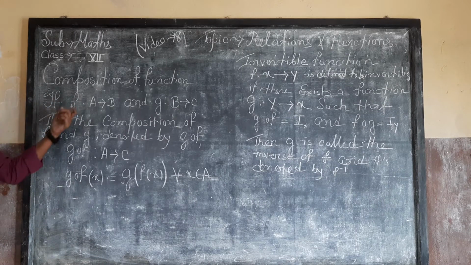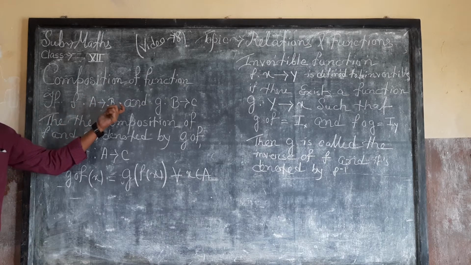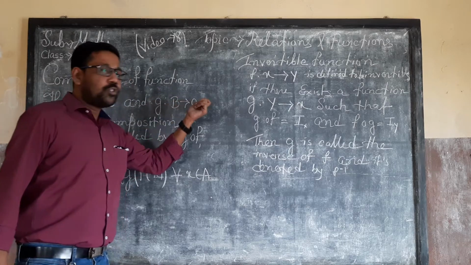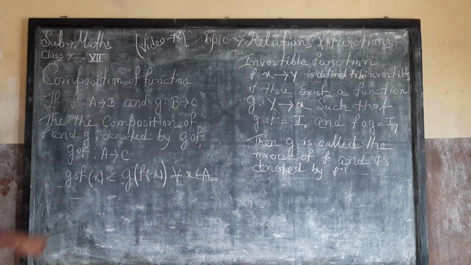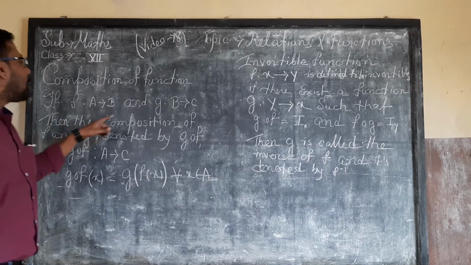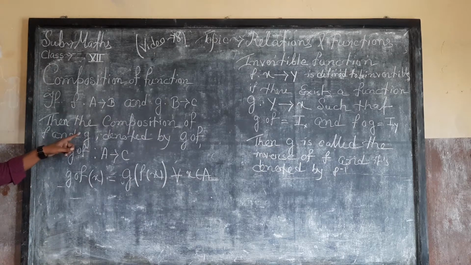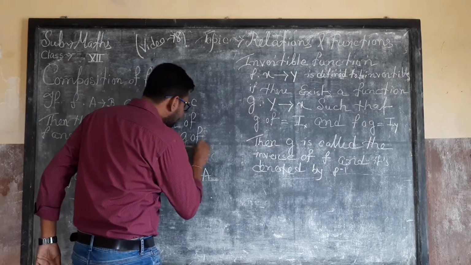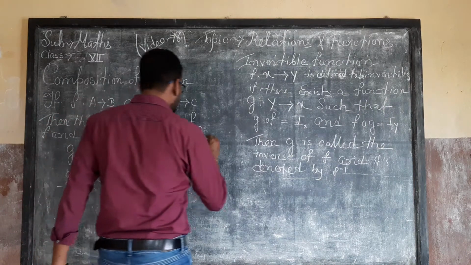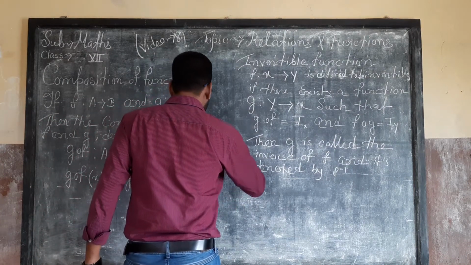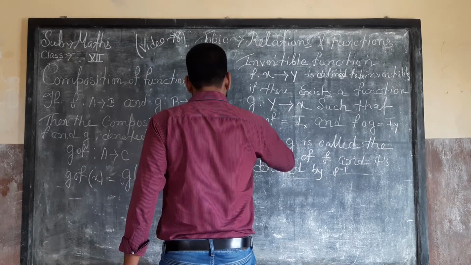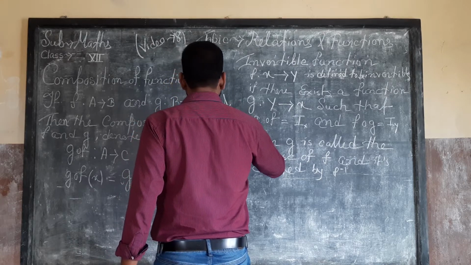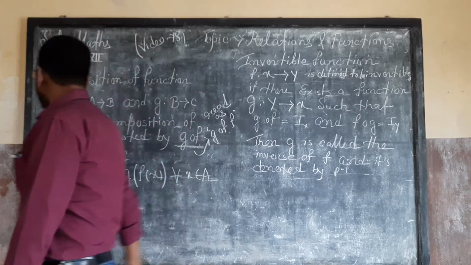If a function f is from A to B and another function g is from B to C, then the composition of f and g is denoted by g∘f, and this notation is read as g of f.